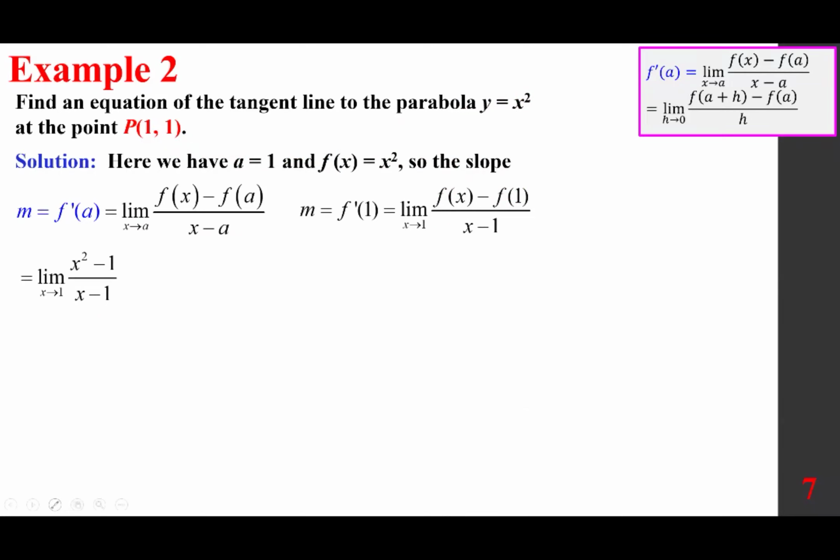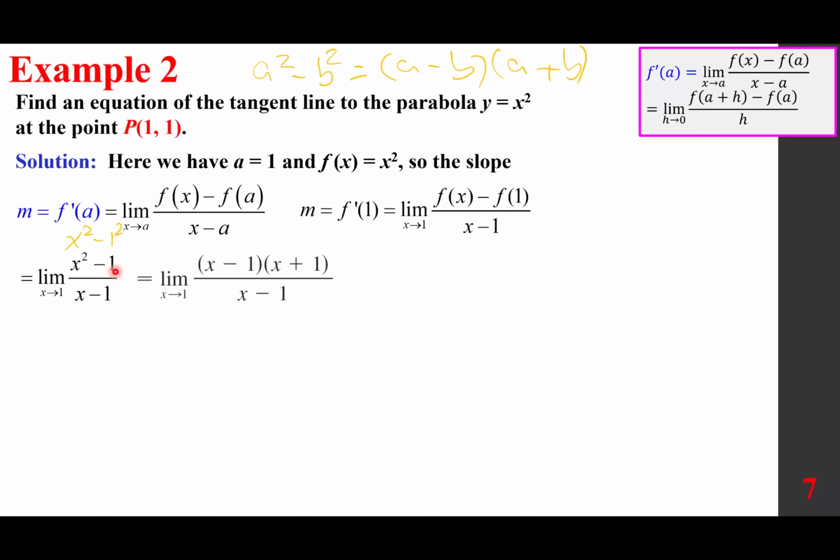And this is in the form of a squared minus b squared. You factor it into a minus b, a plus b. One is 1 to any power you want it to be, 1 squared, 1 cubed, you name it. And therefore you have x minus 1, x plus 1 for the numerator. These two cancel each other. We get the limit of x plus 1 as x approaches 1. And now if we plug in, we get the slope equals 2.